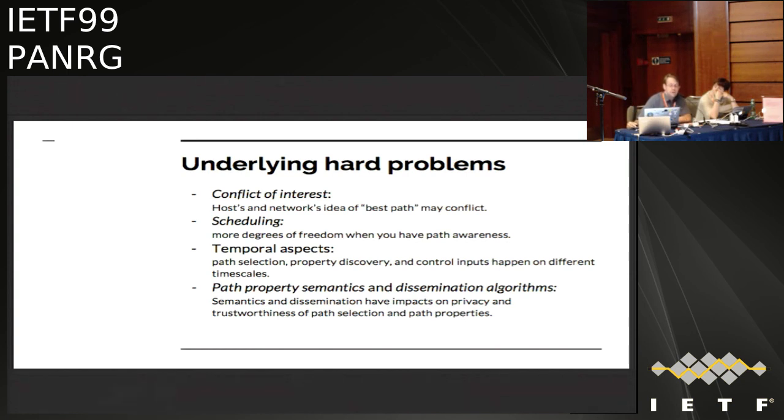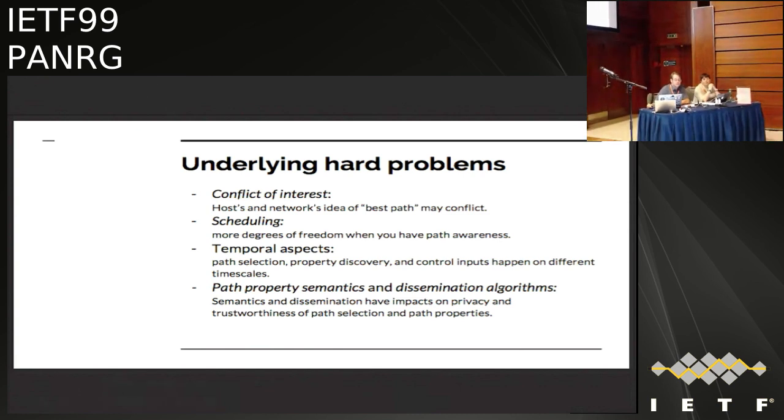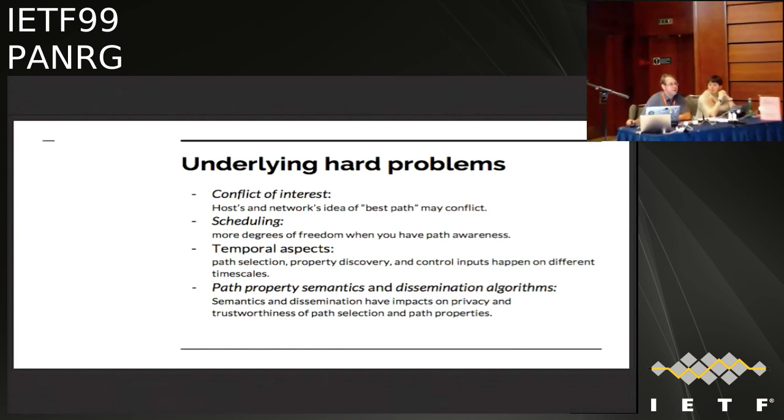And dissemination algorithms. How do you get information about the path properties to the endpoints where they can use it? This has impacts on privacy, obviously. What you say about a path can be used to say things about the endpoints that the endpoints might not want to be said. It also has impacts on trustworthiness, the other side of that. How can I trust that what you say about the path is true?